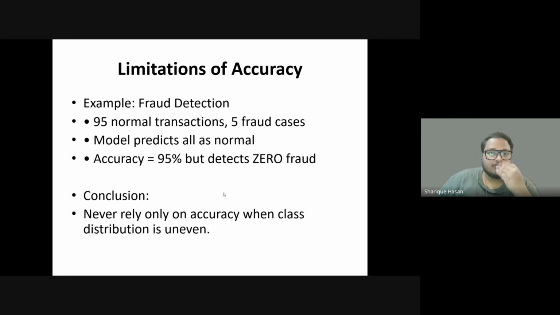Like, 95 normal transactions, 5 fraud cases. Let's take the example of a fraud detection algorithm, where 95% were normal transactions and 5% were fraud cases. The model predicts everything as normal, so you have 95% accuracy. If you have 95% accuracy, it's a good thing. But actually, with 95% accuracy, it detects zero frauds. Conclusion: never rely on accuracy when the class distribution is uneven.